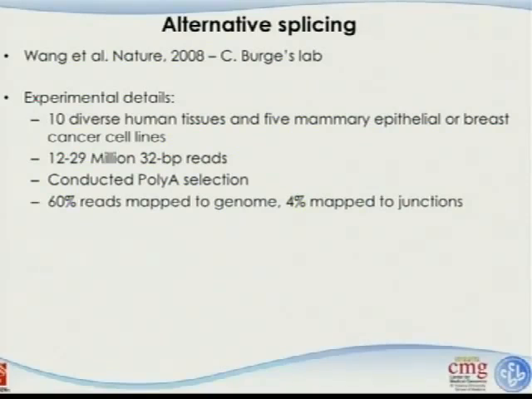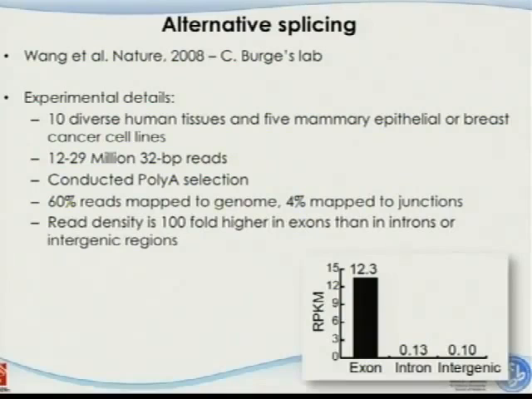They also did poly A selection, and they found that 60% of reads mapped to the genome. Actually, for the variable study, I didn't see this statistic. They didn't tell us the percentage of reads mapped back to the genome. Maybe they did, I didn't catch it. They also found that 4% of the reads mapped to the junctions, and these are 32 base pair reads. It's very, very short, so it's pretty good that 4% of the reads mapped to the junctions.